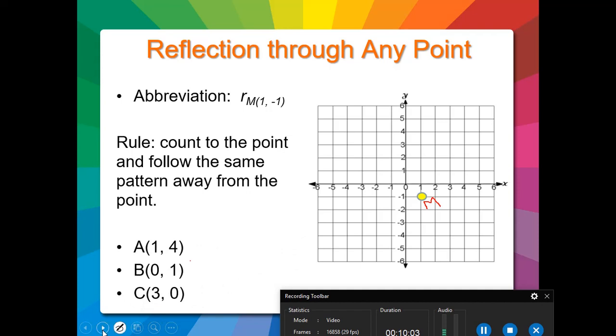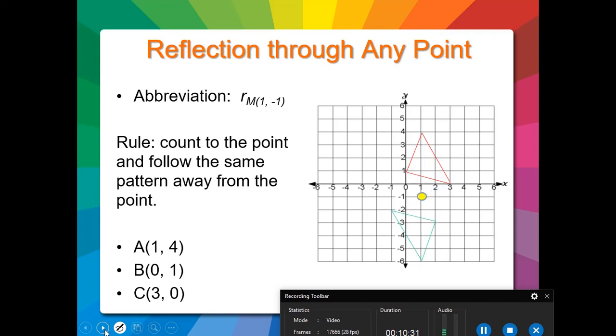So there's my 3 ordered pairs for triangle ABC, and I have it graphed. And what we're going to do is have each point travel to the yellow M. So 0, 1, I can see where it's going here. And then 1, 4, and then the path of 3, 0.